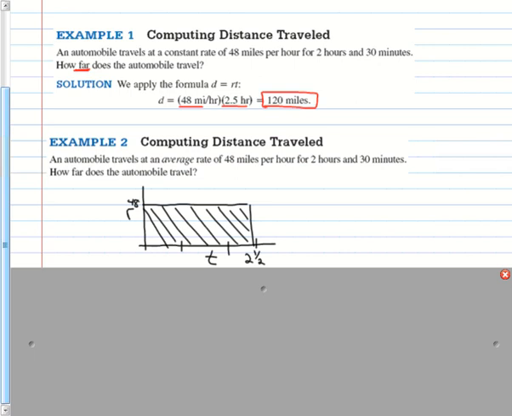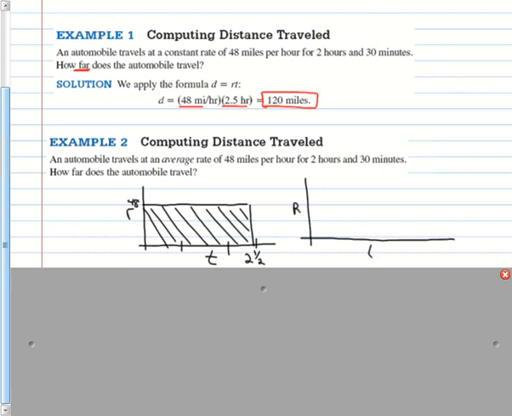Now, an automobile travels at an average rate of 48 miles an hour for 2 hours and 30 minutes. How far does it travel? This is okay. But once again, do you think an automobile that started in Gentry and then drove to Shreveport is going to be exactly 48 miles an hour when its average is 48 miles an hour? No. Some point in time, it may be exactly 48. It's going to be slower, it's going to be faster, it's going to be stopped sometime, going to be doing 72 miles an hour sometime.